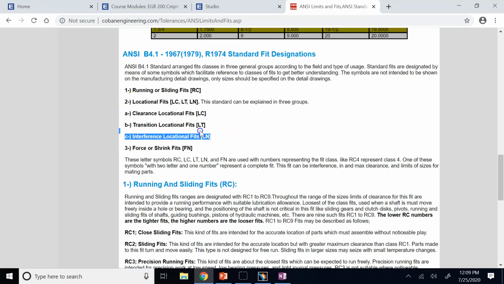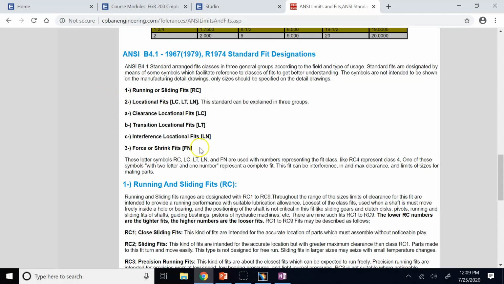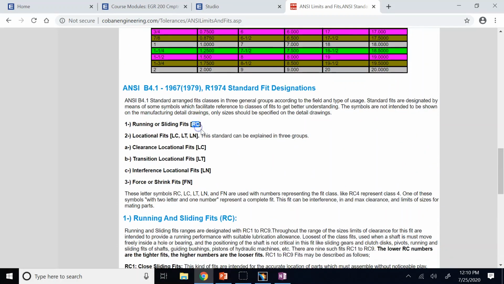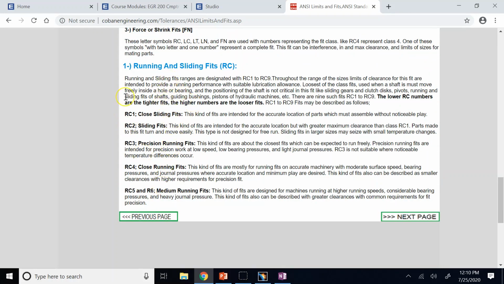So transition fit has 3 subcategories. Loose fit 1 and force fit 1, and then inside this FN class, it's not just FN or RC that is loose, it's not just RC class, it has RC1, RC2, RC3, RC4, and RC5, okay? And each one, the amount of gap is different than the previous one. So it says the lower RC numbers are tighter fits, and the bigger number you go, they are looser fits. So the loosest type of fit that you can find are RC1, 5, and 6.